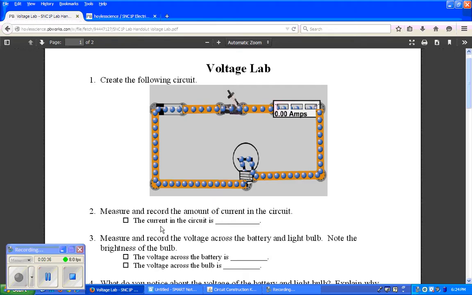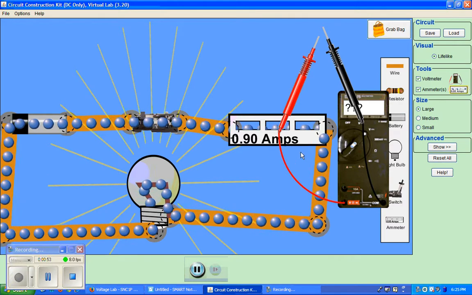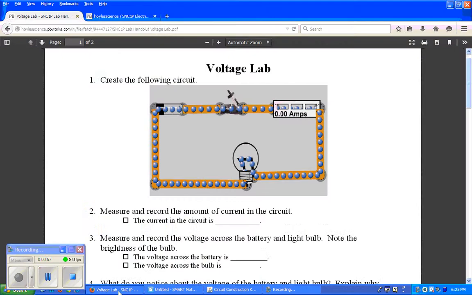Okay, so step one says create the following circuit. So we've already done that. Number two says measure and record the amount of current in a circuit. When we open it back up, you can see here there's our ammeter, and it's saying that the current in the circuit is 0.90 amps. And so that's what we write for number two there.